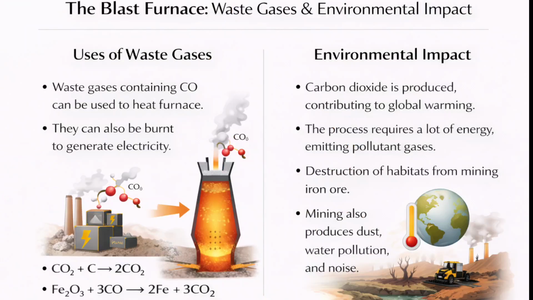Waste gases are produced at the top of the blast furnace. These gases contain carbon monoxide and carbon dioxide. Instead of wasting them, the gases are often recycled and used as fuel to heat the furnace or to generate electricity in the steel plant. However, the extraction of iron also has environmental impacts. Large amounts of carbon dioxide are produced, which contributes to global warming. Mining iron ore can also destroy natural habitats, and the process can produce dust, water pollution, and noise.